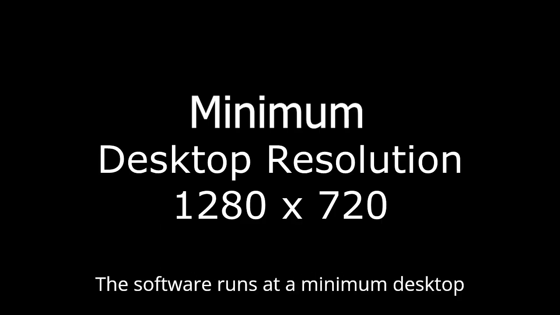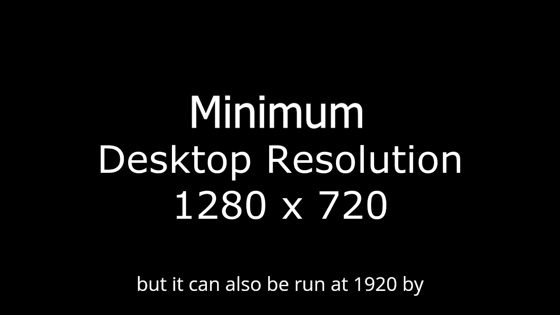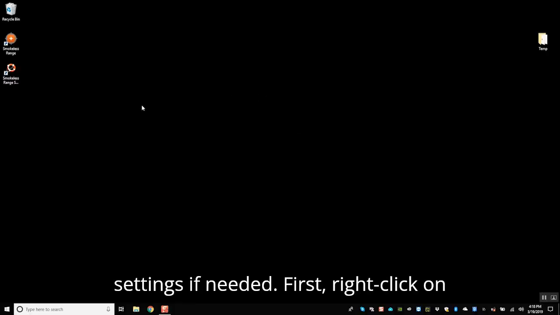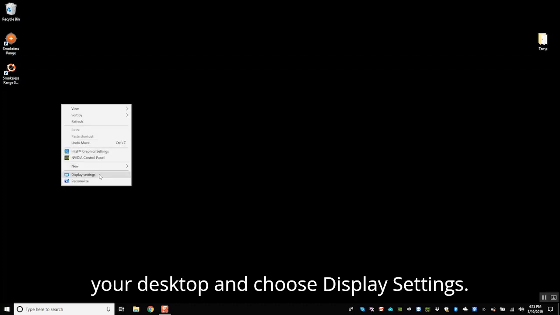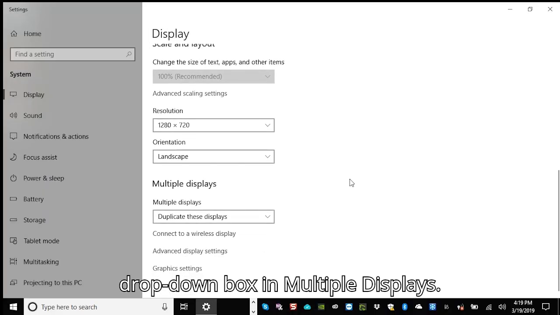The software runs at a minimum desktop resolution of 1280 by 720, but it can also be run at 1920 by 1080. So now we'll cover how to set your desktop resolution and your display settings if needed. First, right-click on your desktop and choose Display Settings. Then scroll down and click on the drop-down box in Multiple Displays.